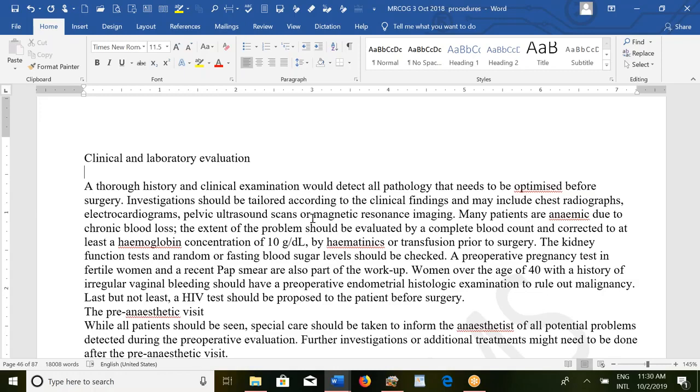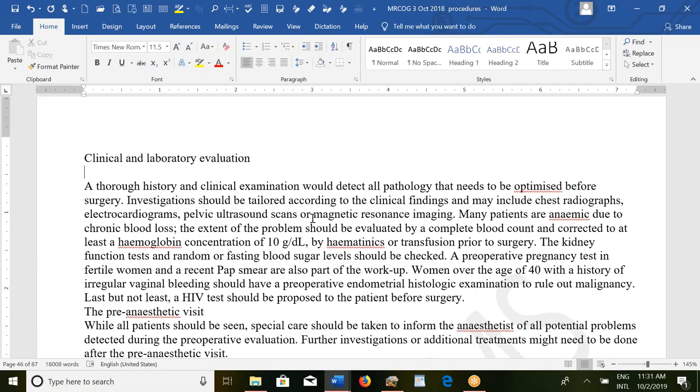by hematinics like oral iron therapy or transfusion prior to surgery. Kidney function tests and random or fasting blood sugar levels should be checked. A pre-operative pregnancy test in fertile women and a recent pap smear are also part of the workup. Women over the age of 40 with a history of irregular vaginal bleeding should have a pre-operative endometrial histologic examination to rule out malignancy.